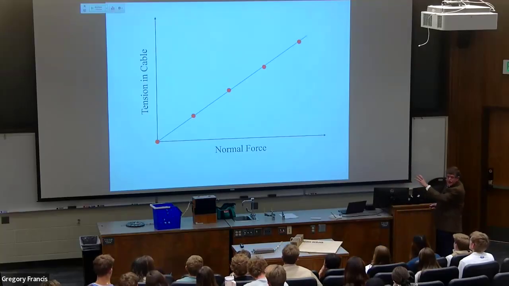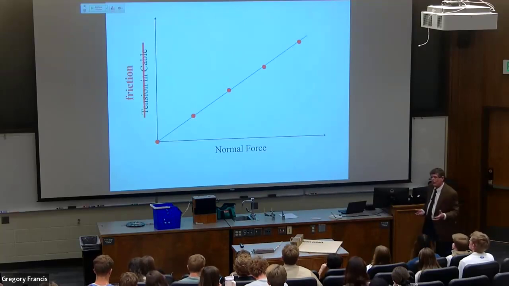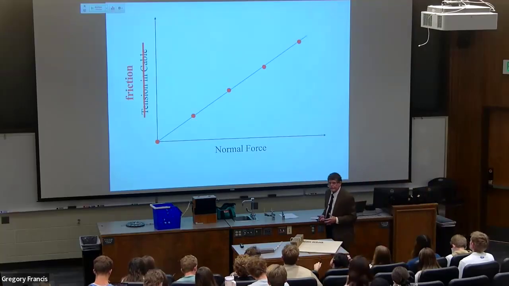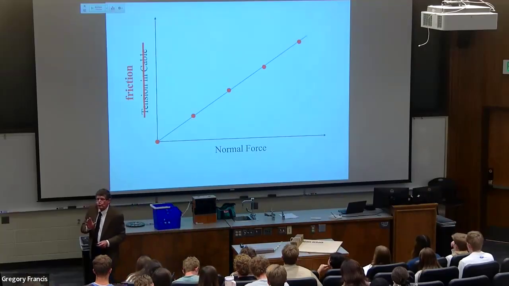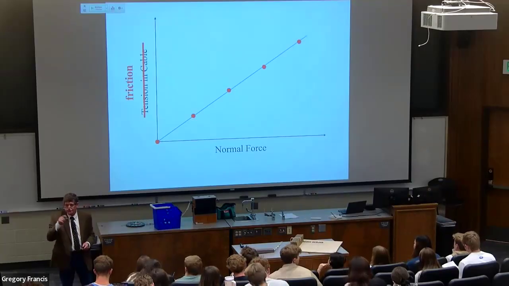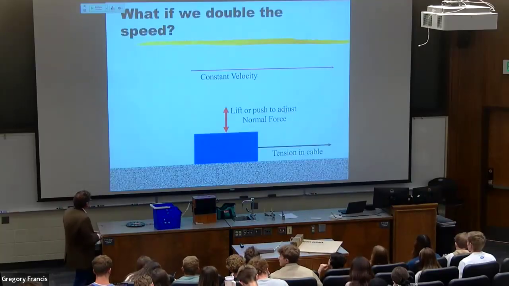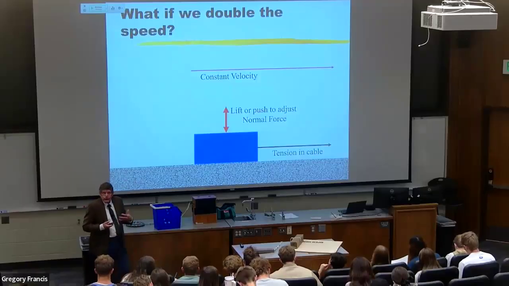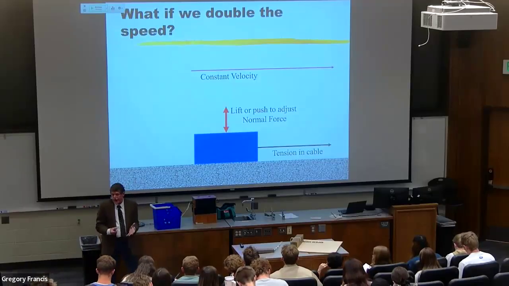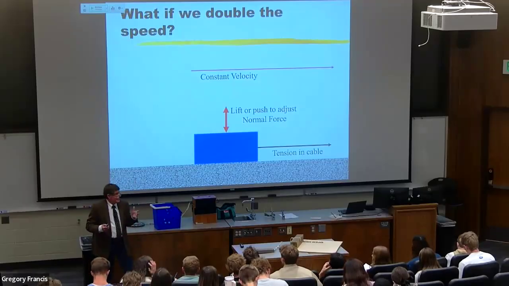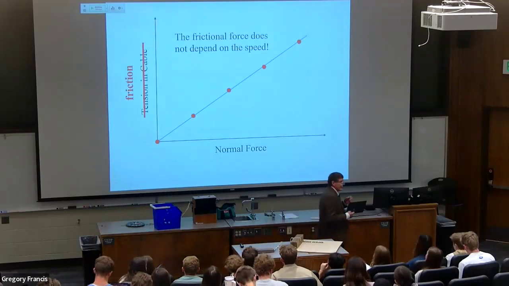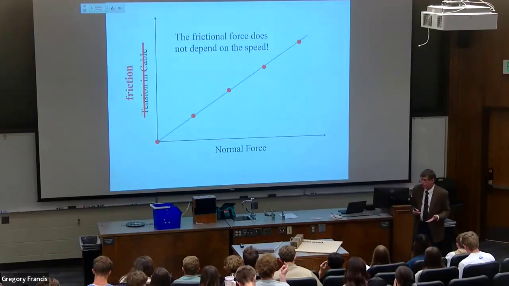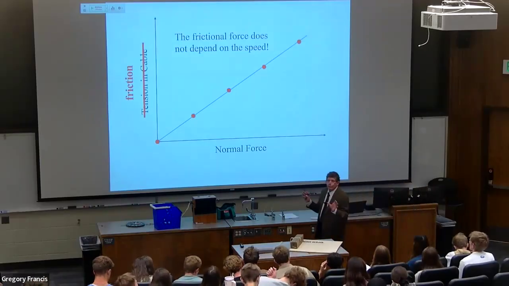Now, we're plotting tension, but if we are moving at constant velocity, we're also indirectly measuring the friction force. And so what we see is that the friction is proportional to the normal force. That's what the straight line means. And we also find that if I could have gotten Tori going twice as fast, there would be no difference in the friction force. That friction force doesn't depend on how fast the surfaces are sliding relative to each other. Now, folks, that's up to a point.